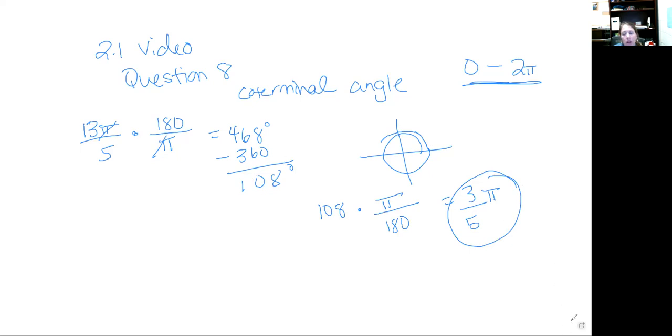All right. The next one is negative 10 pi over 3. The program talks about adding 2 pi or taking away 2 pi. My thing is change it to a degree and then draw it on the unit circle, and then you can kind of see what you have to do. So again, I'm going to change this to a degree. So 180 over pi, your pi's cancel, negative 10 times 180, and then divide it by 3. And that's going to give you negative 600 degrees.